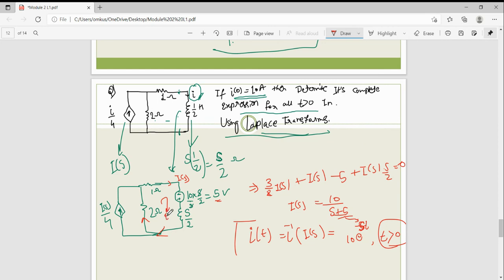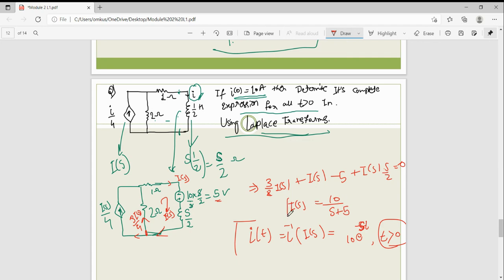Now I assume here I of s is the current flowing in this loop. Then what is the value in this loop? Apply KCL here. So I of s minus I of s by 4 will be 3 I of s by 4, right? 3 I of s by 4. Now when you solve this by applying KVL, you will find this equation and find this I value. You will get 10 by s plus 5, right? 10 by s plus 5.